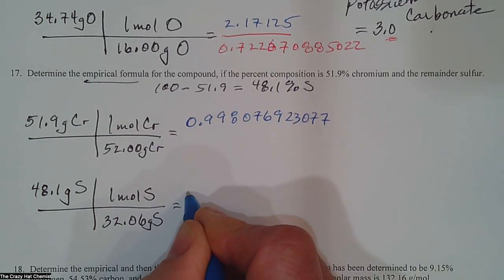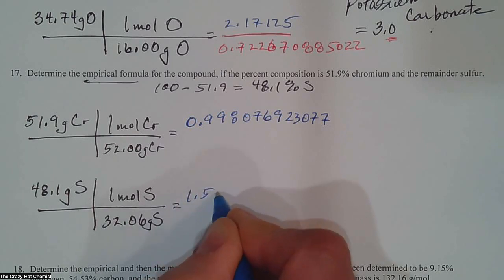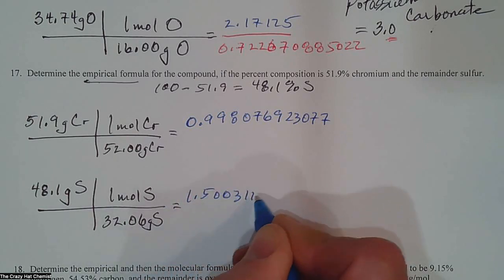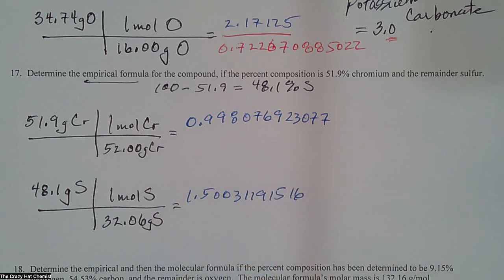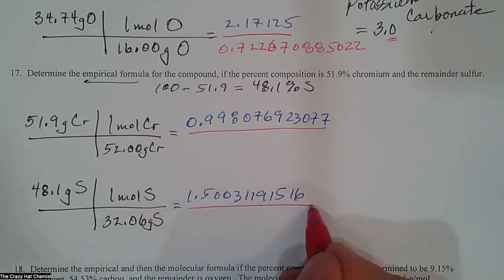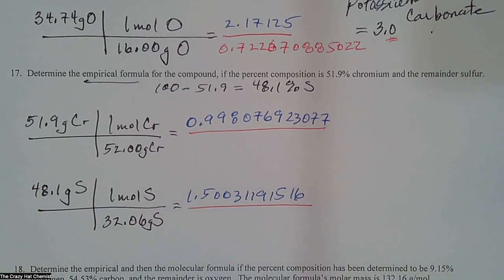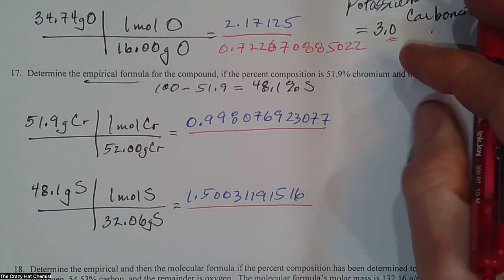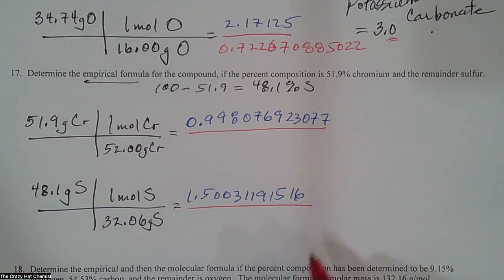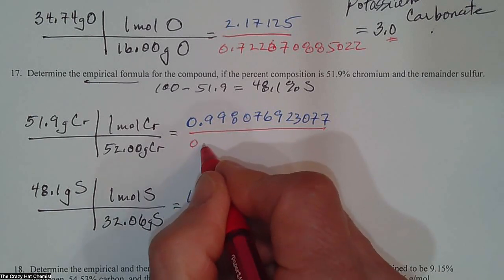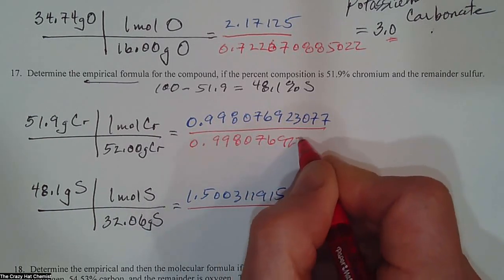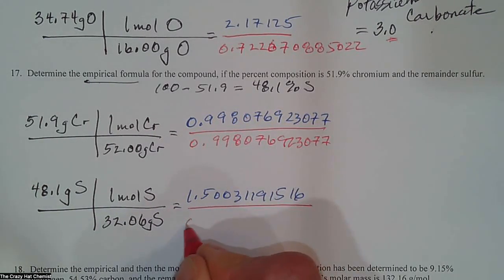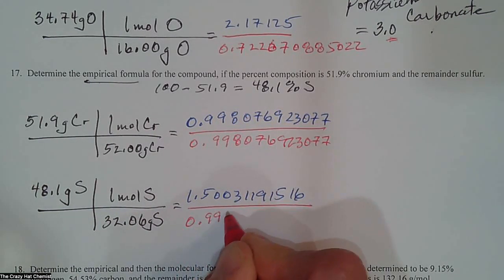23077, and for the sulfur it is 1.50031191516. And like I've been doing on all of these, I'm going to divide both of these by the smallest number. So now I have mole values, but I need the simplest whole number mole ratio. So I'm looking for a ratio of moles. So I'm going to divide this one by the same number. Divide this one by the smallest number.